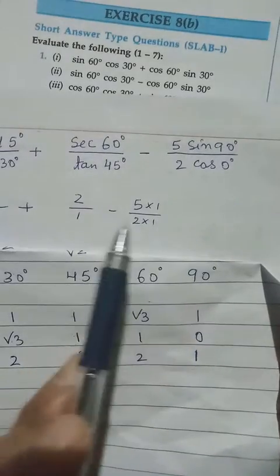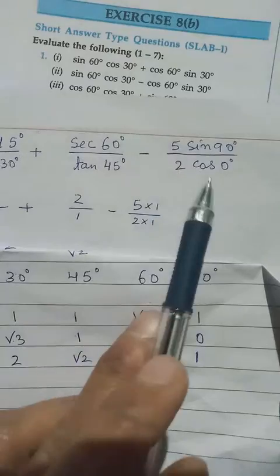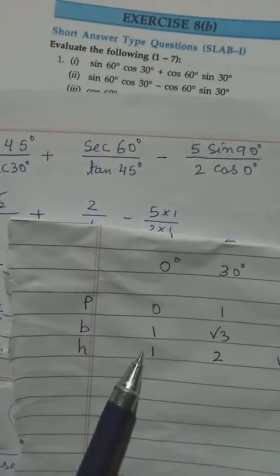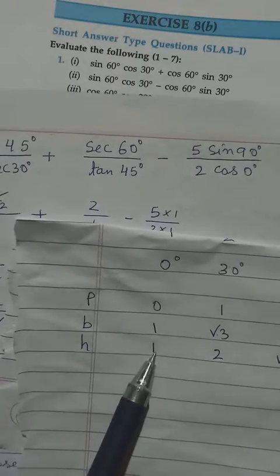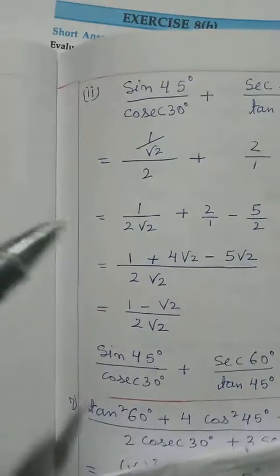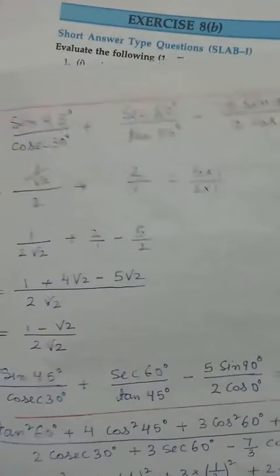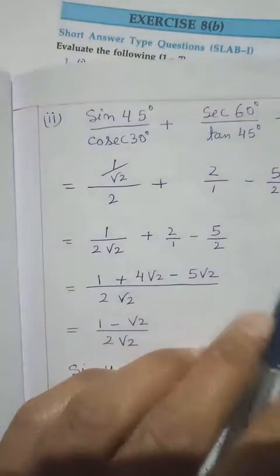Then 5 from the question. Sin 30, 1 by 1, it remains 1. Cos 2, let it be 2. Cos 0, we have b by h, so 1 by 1 is equal to 1. So here root 2 we can bring down along with 2. Then 2 by 1, let it remain like that. 5 into 1, 5, 2 into 1, 2.